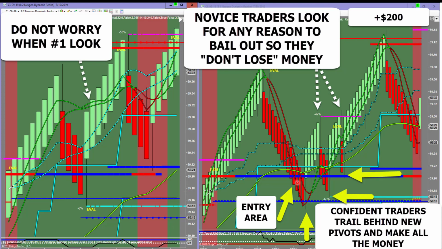They have the right entry area. They know the conditions are perfect. They don't let anything spook them out of their position. Stop goes below the pivot, stop goes below the pivot, and they make $200. Whereas the novice trader loses some, and then never gets paid. Really, really happens a lot. So again, you have to be very aware of whether you're in a number one position, a number one look, and you don't let little stuff bother you or you'll lose money.